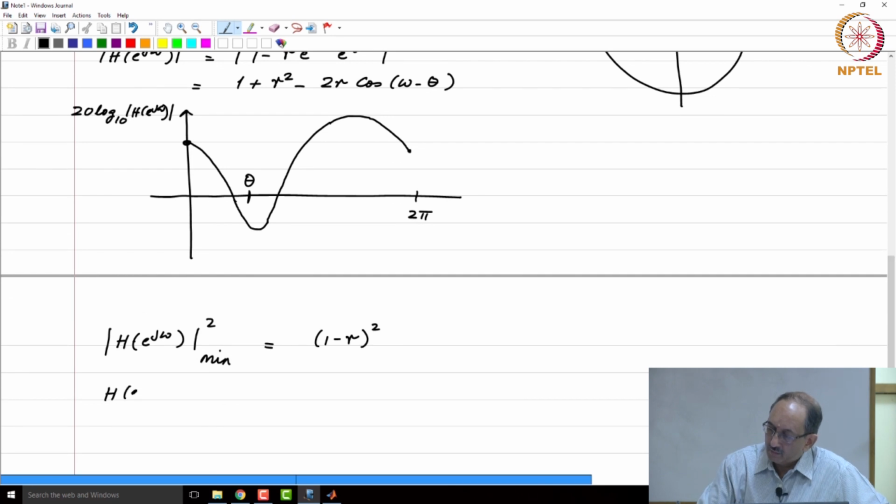And the magnitude squared has a maximum when omega equals theta plus pi, or when omega minus theta equals pi. When omega minus theta equals pi, this becomes 1 plus r squared plus 2r. Therefore, this becomes 1 plus r whole squared.